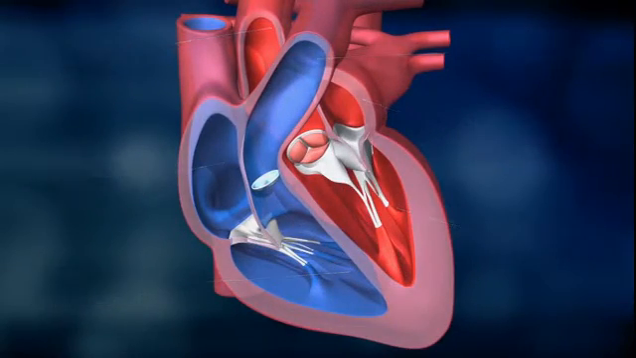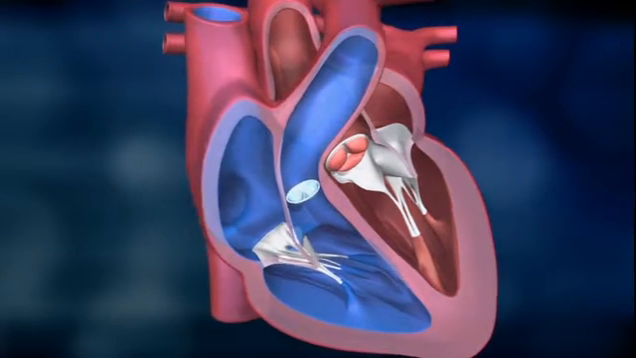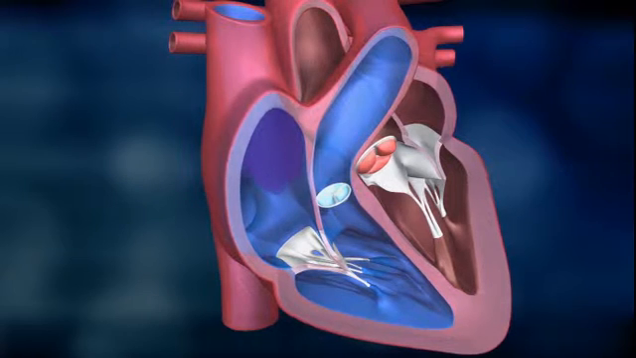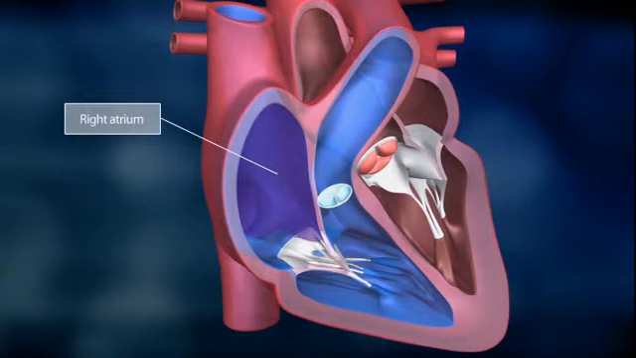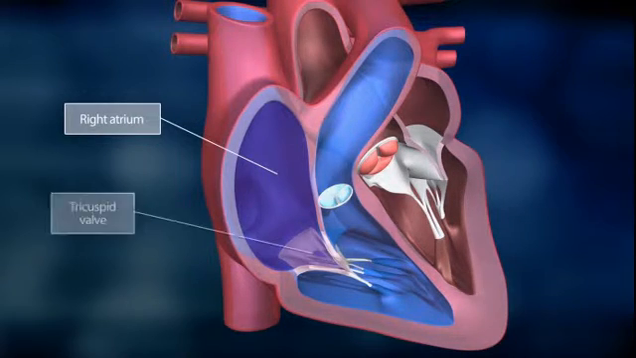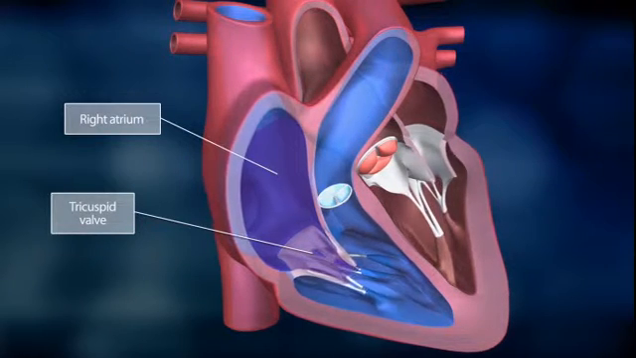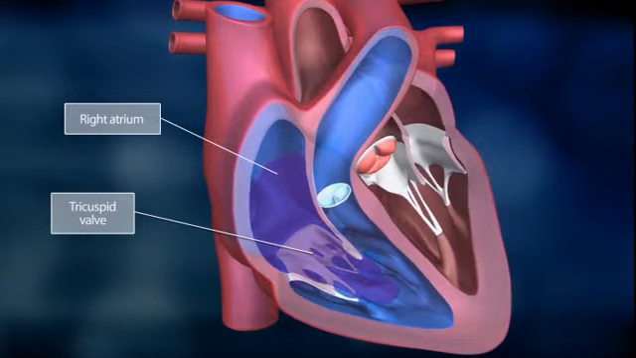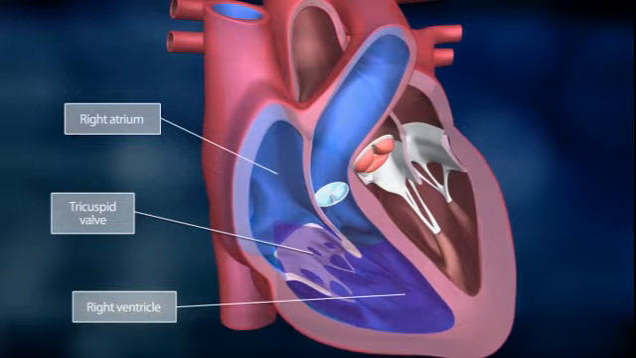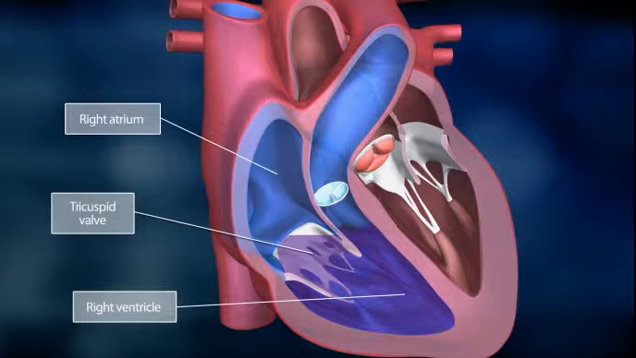The pumping cycle begins when oxygen-deprived blood returns from the body through the veins, the superior and inferior vena cava, and into the heart's right atrium. When the right atrium is filled with blood, it contracts, and a valve, the tricuspid valve, opens, allowing the blood to flow into the right ventricle. This is called atrial systole.